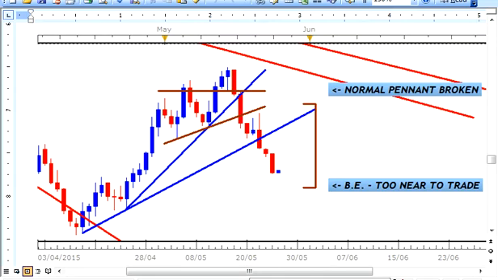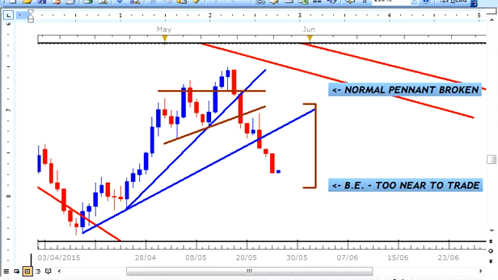The last time we took a look at the Euro US dollar pair, we had noted that the pair had broken the outer uptrend line as well as the pennant setup at the inner uptrend line. Having seen this breakout below the uptrend line, it was a strong indication that the overall downtrend in favor of the US dollar was going to continue.